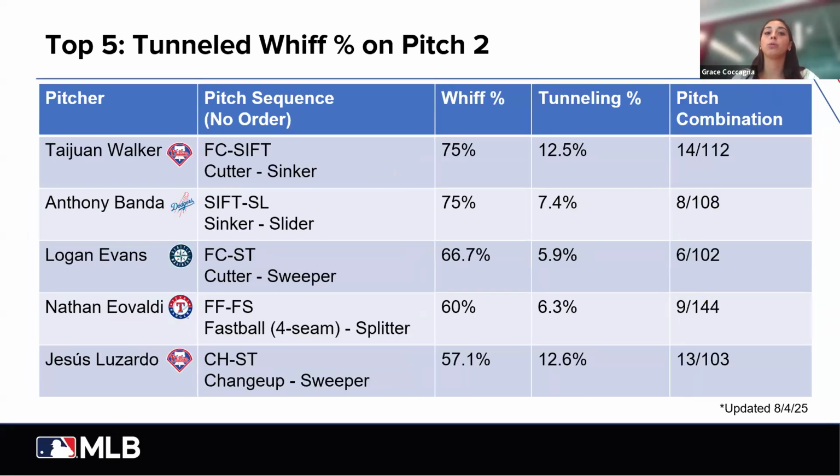Now looking at the tunneled width percentage on that second pitch, we can see a new leaderboard here, and we can see varying tunneling percentages. It's important to note some constraints that I had on this table. I wanted to make sure that these pitchers had at least 100 pitch combinations and their tunneling percentage was above 5% when looking at this.